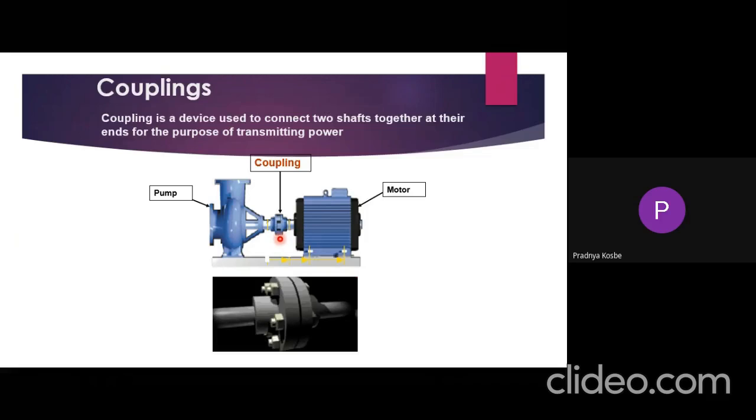This coupling is connecting motor with pump with the help of this driving shaft and driven shaft. So coupling is a device which is connecting motor shaft with a pump shaft for transmitting the power from motor to pump.